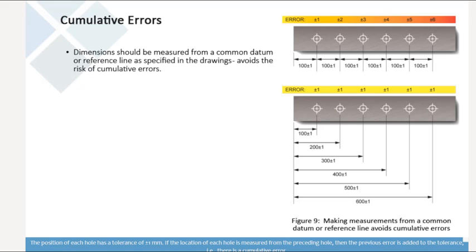If the location of each hole is measured from the preceding hole, then the previous error is added to the tolerance. That is, there is a cumulative error. The 5th hole could actually have an error of plus or minus 5 mm. When all hole positions are measured with respect to a single edge, then each hole is subject to the same error of plus or minus 1 mm.